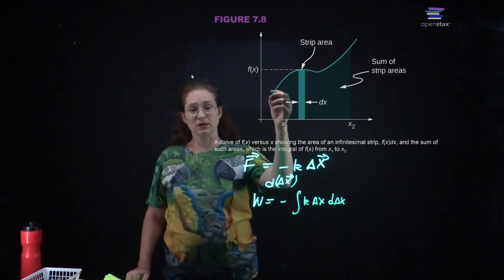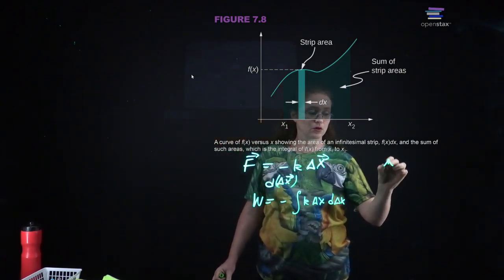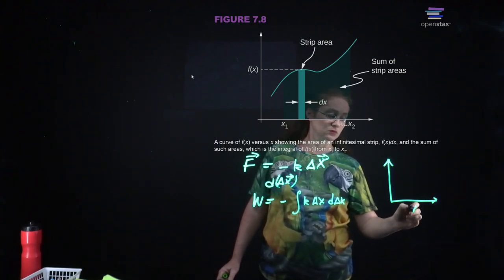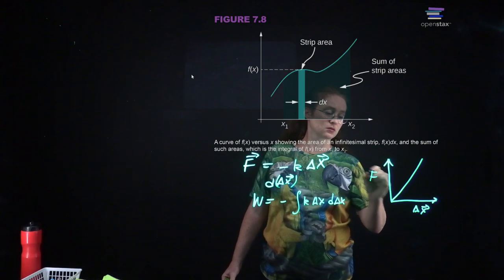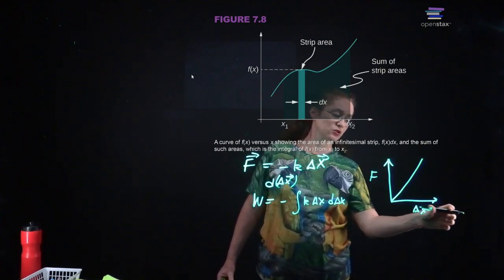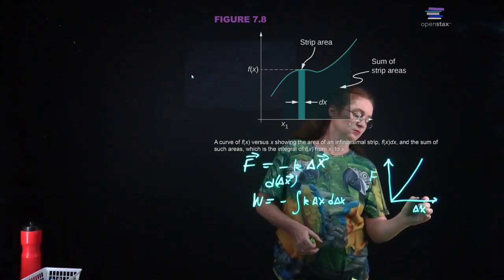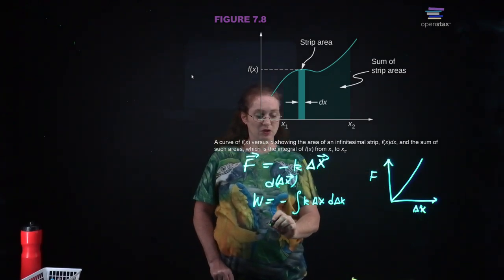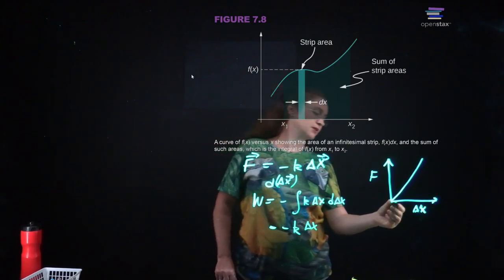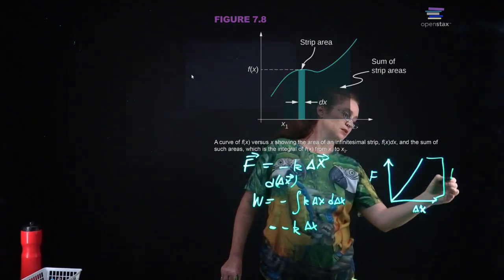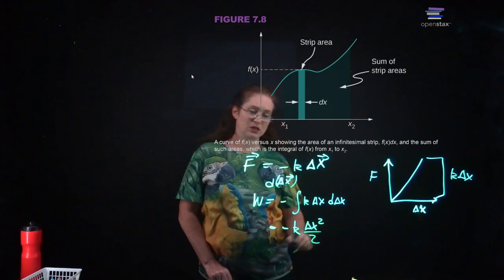Now, the integral is the area under a curve. In the case of a spring, our force is linear, so it looks like this. Actually, here I'm just drawing the magnitude of the force, so I should not have the vector sign over this. It's just a straight line. So the area under the curve is going to be k delta x, that's the width, and the height is k delta x. So it's k delta x squared divided by 2 because it's a triangle.